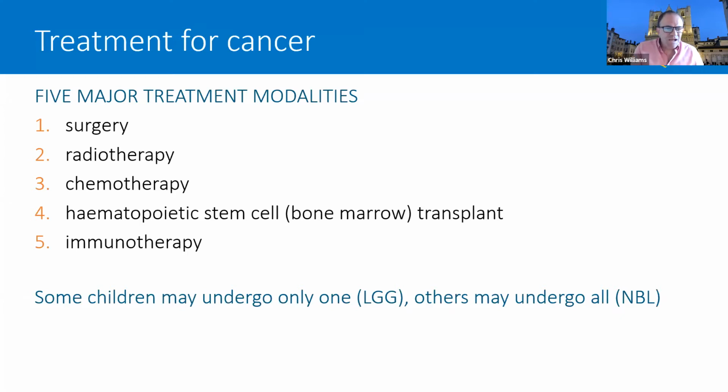So the treatment modalities, 5 major treatment modalities we see: surgery, radiation therapy, chemotherapy, hematopoietic stem cell transplant, which we would traditionally call bone marrow transplant, and the emergence of immunotherapy over the last 5 to 10 years. For some kids, they may only undergo one, such as a child with low-grade glioma, a low-grade brain tumour. They may just have a surgical resection. For other children, such as a child with stage 4 neuroblastoma, they may actually undergo all of these over a long period of time.